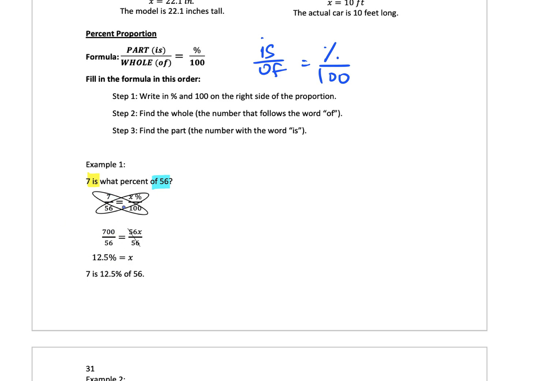So I cross multiply and get 700 equals 56x. We divide both sides by 56 to get 12.5% equals x. So that would mean that if you get a 7 out of 56 on a quiz, you get 12.5% as your score.